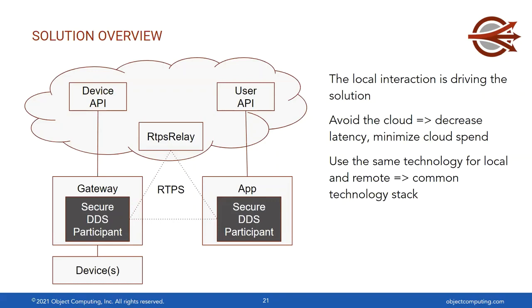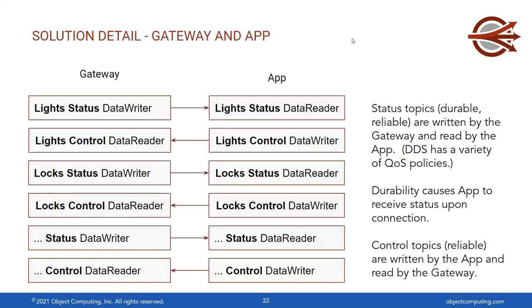We're also achieving our goal of having a common technology stack, by using the same RTPS protocol with DDS for a local interaction and a remote interaction. From a participant's perspective, it's the same. It's merely forwarded in a different way. So from here, we'll start thinking more about how we would go about building the gateway and the app, and some of the features we may want to employ when building the gateway and the app.